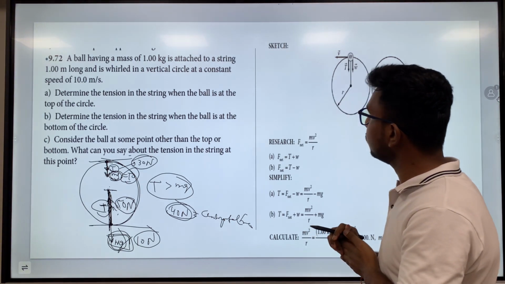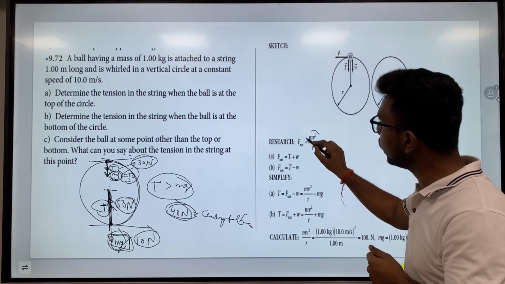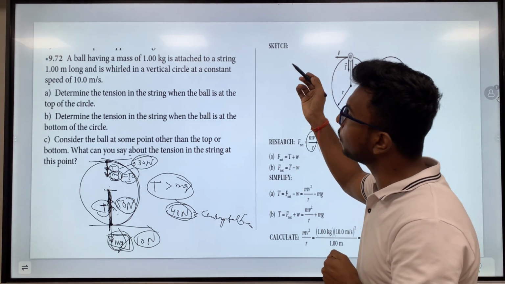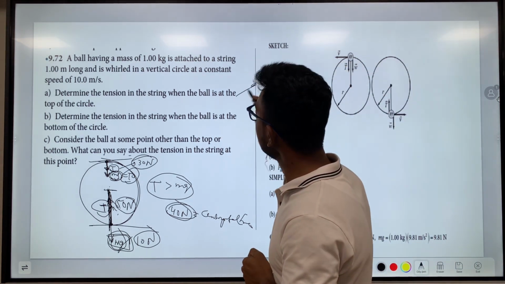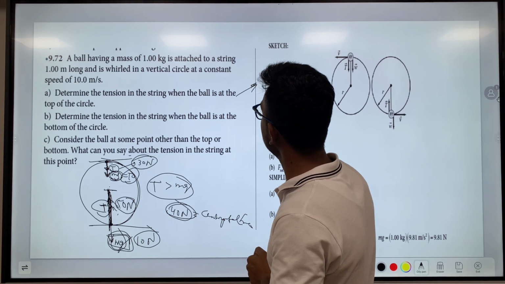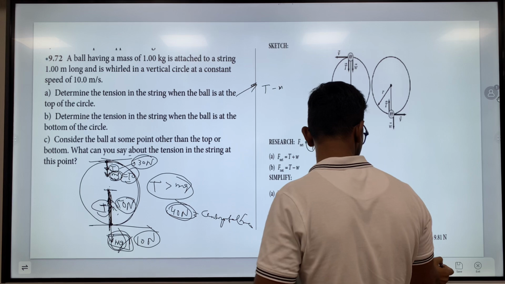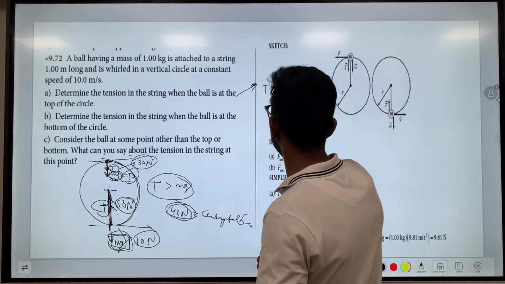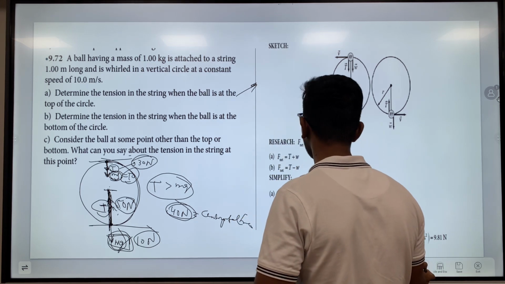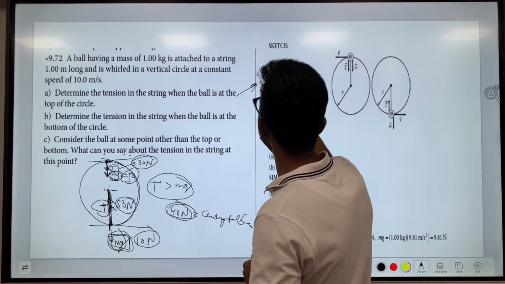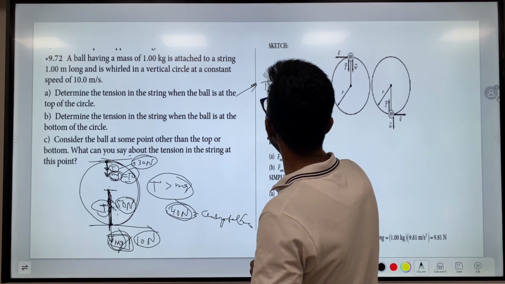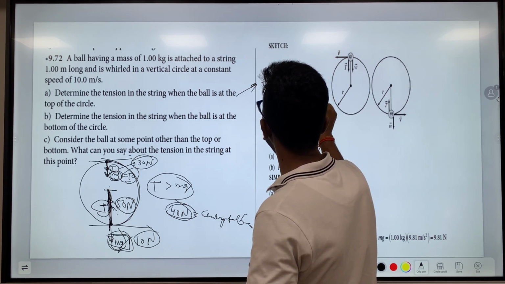Here I can say that basically the net force required is mv square by r, and determine the tension in the string when the ball is at the top of the circle. So at the top of the circle, what we are doing is, tension plus mg is providing me the mv square by r. So tension comes out to be mv square by r minus mg.